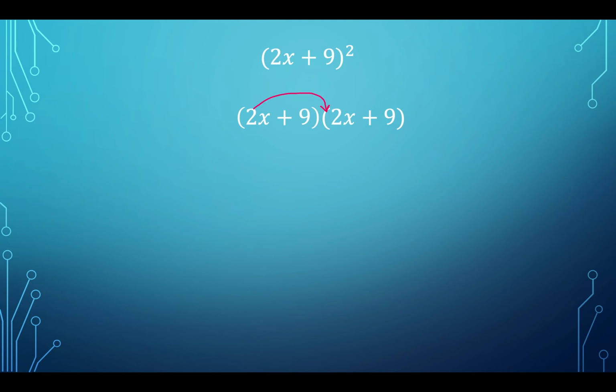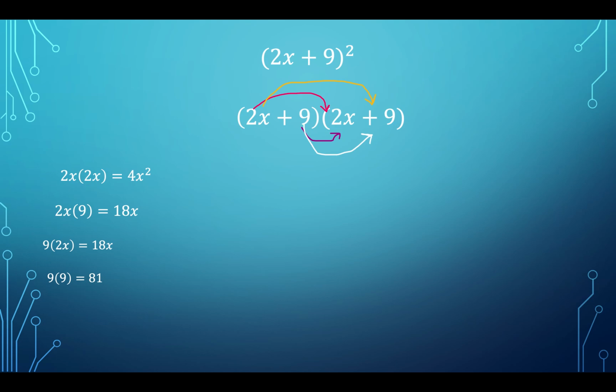So the first thing, 2x times 2x gives us 4x squared. Then we do 2x times 9, and that gives us 18x. Now we're going to do inner. So 9 times 2x gives me 18x. And lastly, 9 times 9 gives us 81.